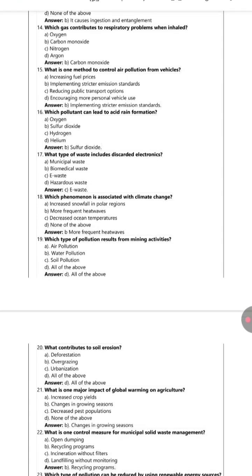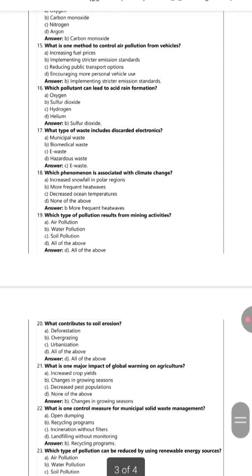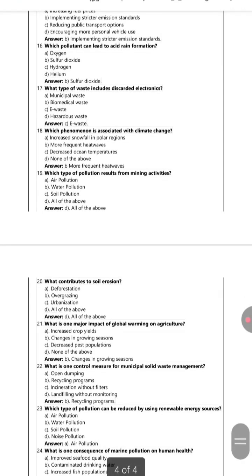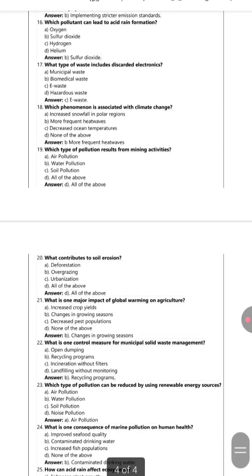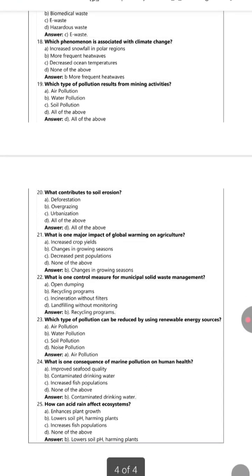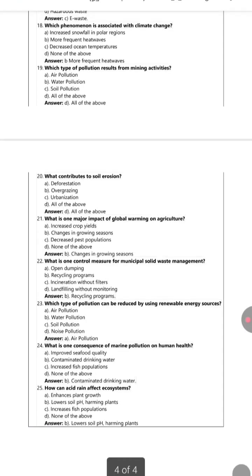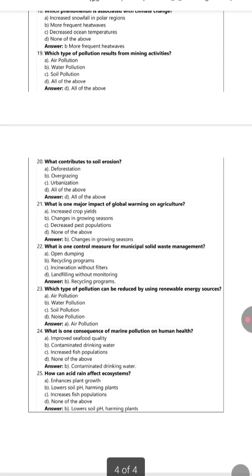Implementing stricter emission standards. Which pollutant can lead to acid rain formation? Sulfur dioxide. Which type of waste includes discarded electronics? E-waste. Which phenomenon is associated with climate change? More frequent heat waves. Which type of pollution results from mining activities? Air pollution, water pollution, soil pollution. What contributes to soil erosion?